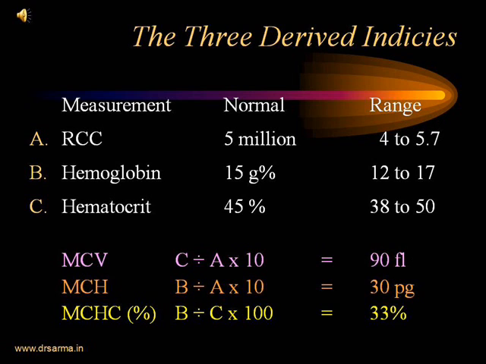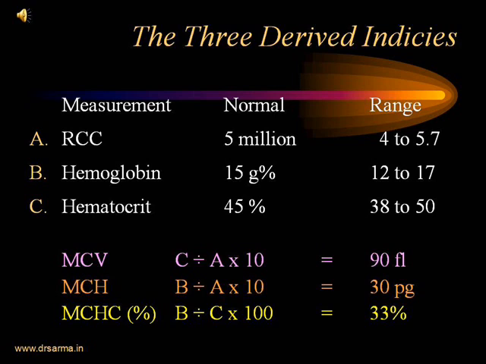So, in our anemic patient, we have now got three basic measures: the RCC, 5 million normal value, the hemoglobin, 15 grams percent normal value, and the hematocrit, 45%.